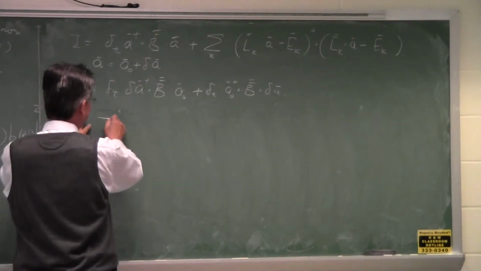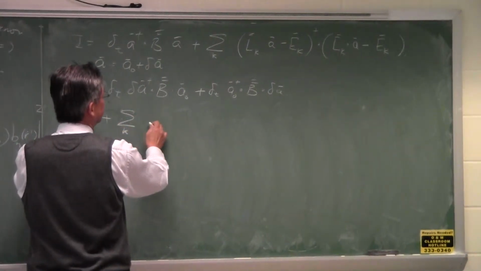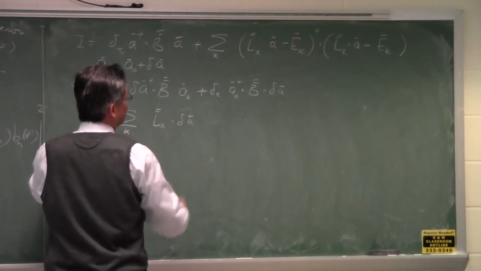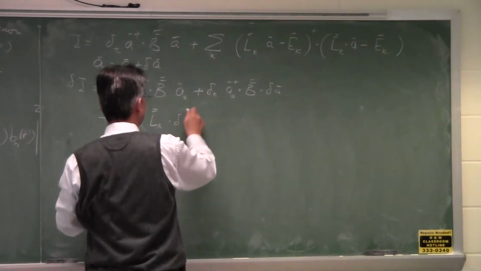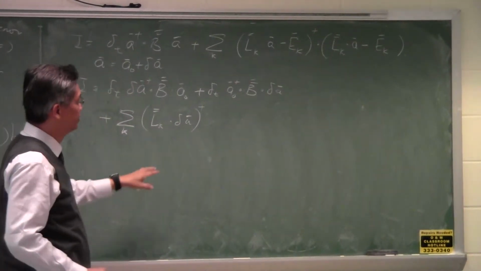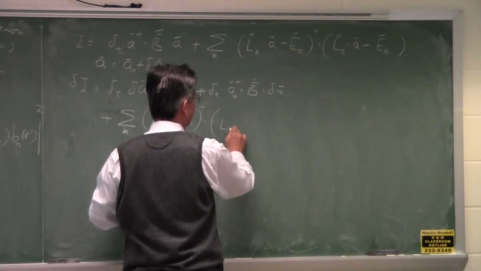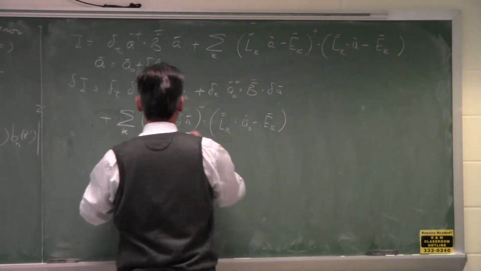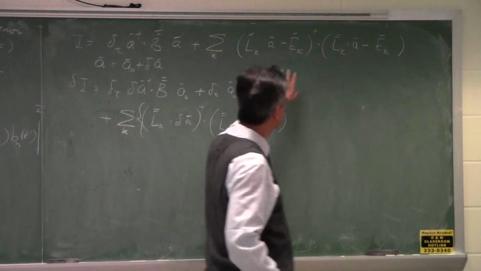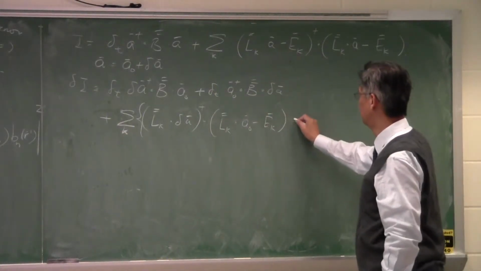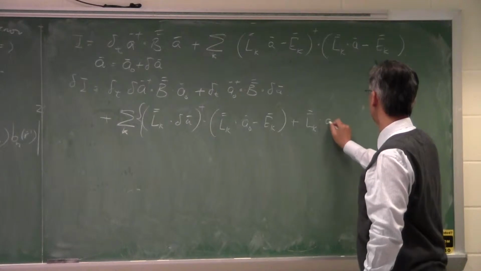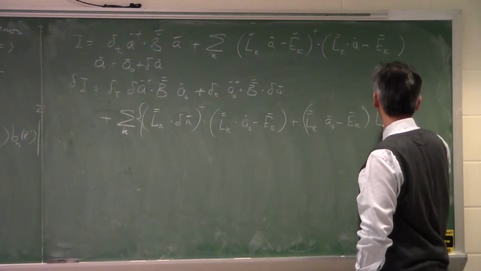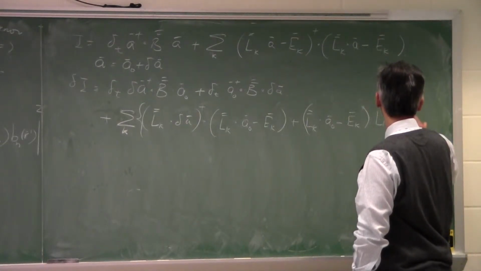If I take the variation of the second term, I will get Lk dot delta A, and then this is a constant. When you take variation, it becomes 0, and then Lk dot A naught minus Ek. And then there should be a second term coming out, because I have to now take the variation of this term. So it should be Lk dot A naught minus Ek, taking the variation of the second term.